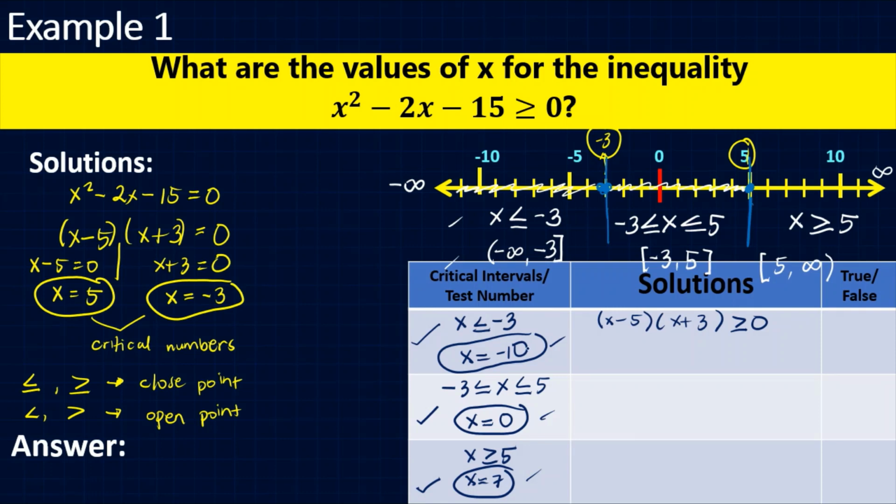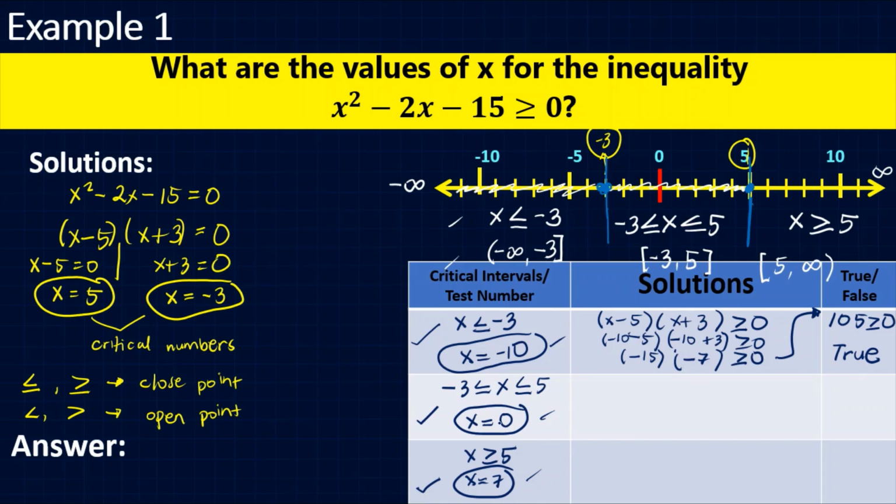And then substituting the test number, negative 10. So we have negative 10 minus 5 and then negative 10 plus 3. Negative 10 minus 5, we have negative 15. Okay, and then we will have negative 7, then greater than or equal to 0. So, we have here positive 105 greater than or equal to 0. Okay, so is 105 greater than or equal to 0? Mas mataas ba ang 105 kaysa 0? Yes. Okay, so therefore, this inequality is true.